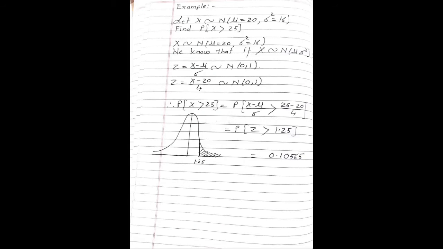Next example. Let x follow normal with mu equal to 20 and sigma square equal to 16. Find probability x greater than 25. So now see the solution. We know that if x follows normal with mu, sigma square, then z is equal to x minus mu upon sigma follows normal 0, 1. So z is equal to x minus 20 upon 4 will follow normal 0, 1.